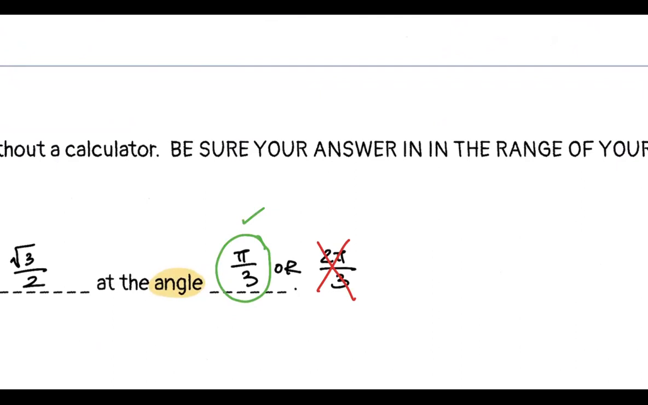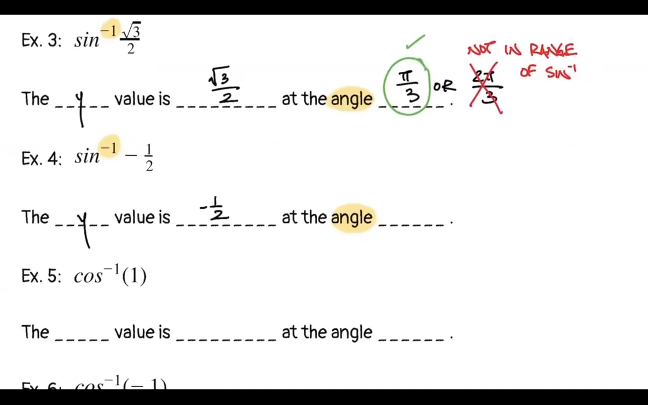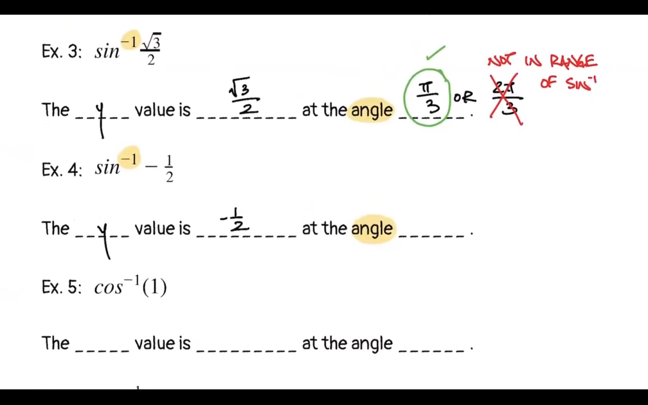Let's try example 4. So example 4, tell me what I'm going to fill out in these first 2 lines right here. The what value is what? What do I write there? Yep, the y value is -1/2. Great. I know my answer is going to be the angle because of that -1. So let's go to our unit circle. Let's find the 2 angles. Oh, is it not updating? Ah, there we go. Thank you for letting me know.